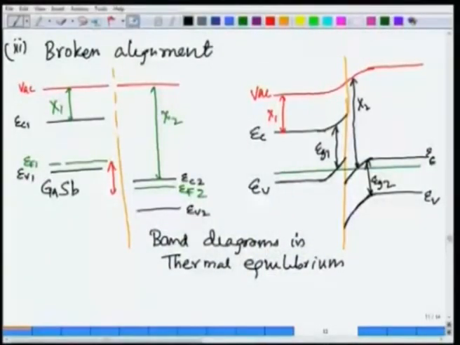And maybe finally, the absolutely final, let me give you an example of this material also which we are talking about here. This could be gallium antimonide, and this material could be indium arsenide. This is the broken type band diagram which I was trying to show you.